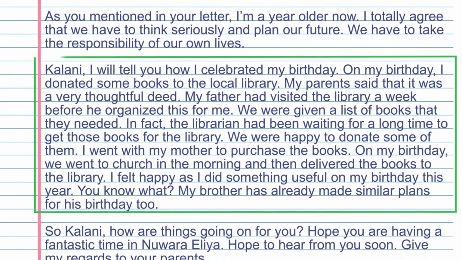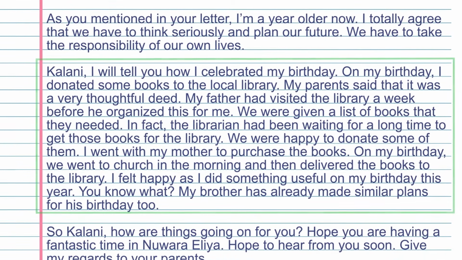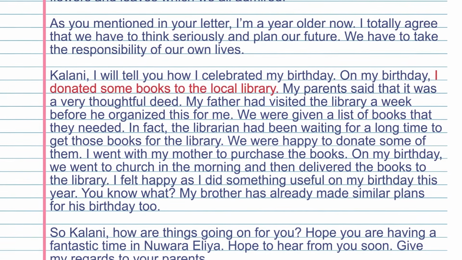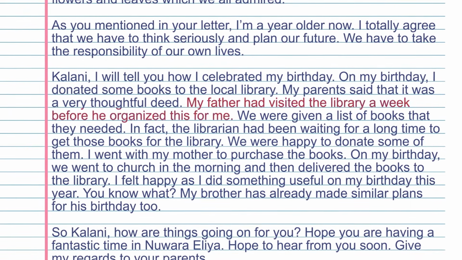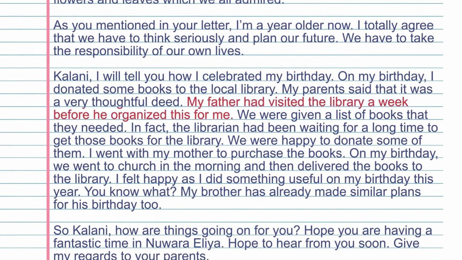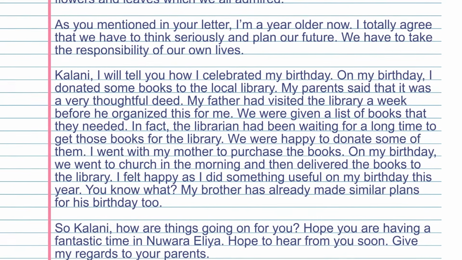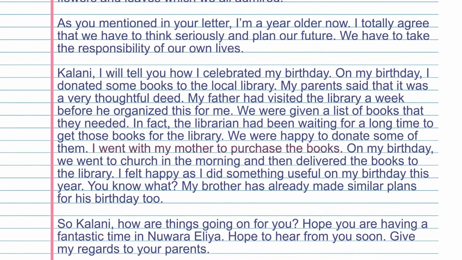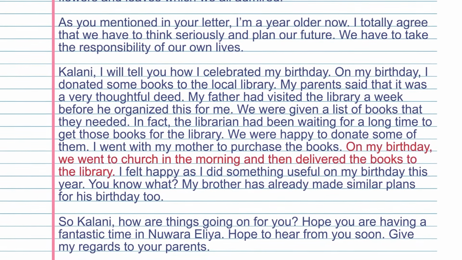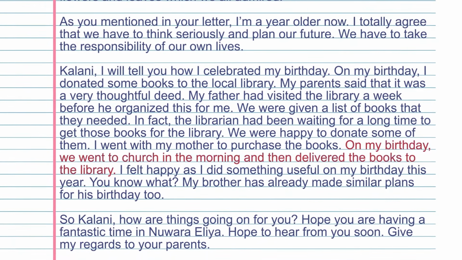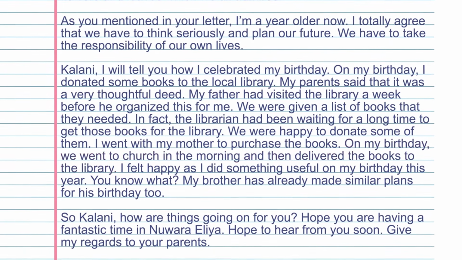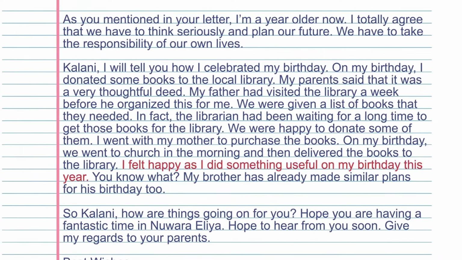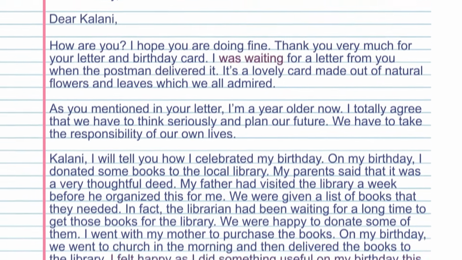In the third paragraph, Farah uses the past tense to describe all what she did on her birthday. She donated some books to the local library, and we are told that her father organized everything the week before with the library. We also read that she went with her mother to buy the books. We are told that she went to church in the morning and later on how she delivered her books to the library. She also talks about how she felt on this day. She says she felt happy.